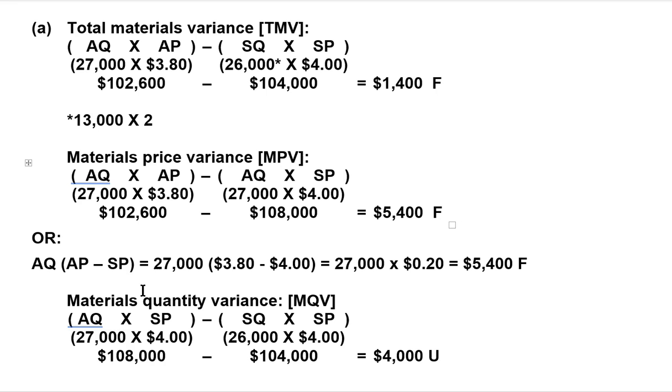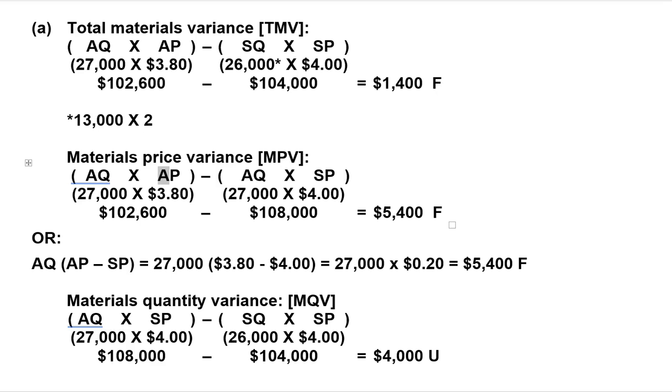Another way that you could have done this is you could have used this equation. It's the same, just algebraically. You notice that in this particular formula, actual quantity appears here and actual quantity appears here. So it's common to both. So we could take that out and then find the difference between the actual price and the standard price, and we would get the same answer.